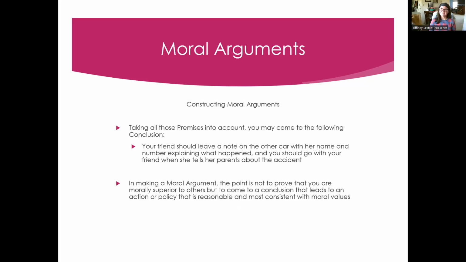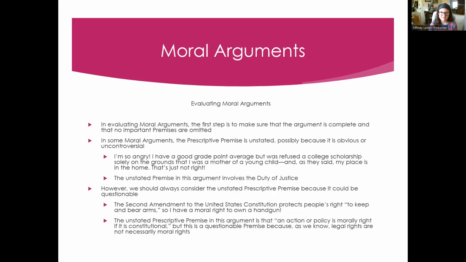It's okay that she feels that way. We're not trying to make her feel bad. We're just trying to help her do the right thing without making her feel bad, right? That's the type of conversation we're having when we're going through the descriptive and prescriptive premises and trying to come up with a conclusion that is morally sound, right? All right.